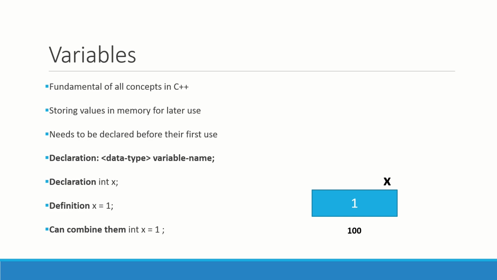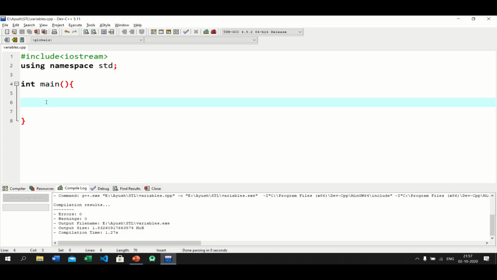We can combine the declaration and definition of the variables and write it as int x equals 1. As you can see here, the variable x is stored at location 100 in the main memory. Whenever you ask for the value of x, the program returns the value stored at location 100. Thus, a variable can be thought of as just a label for the memory location.